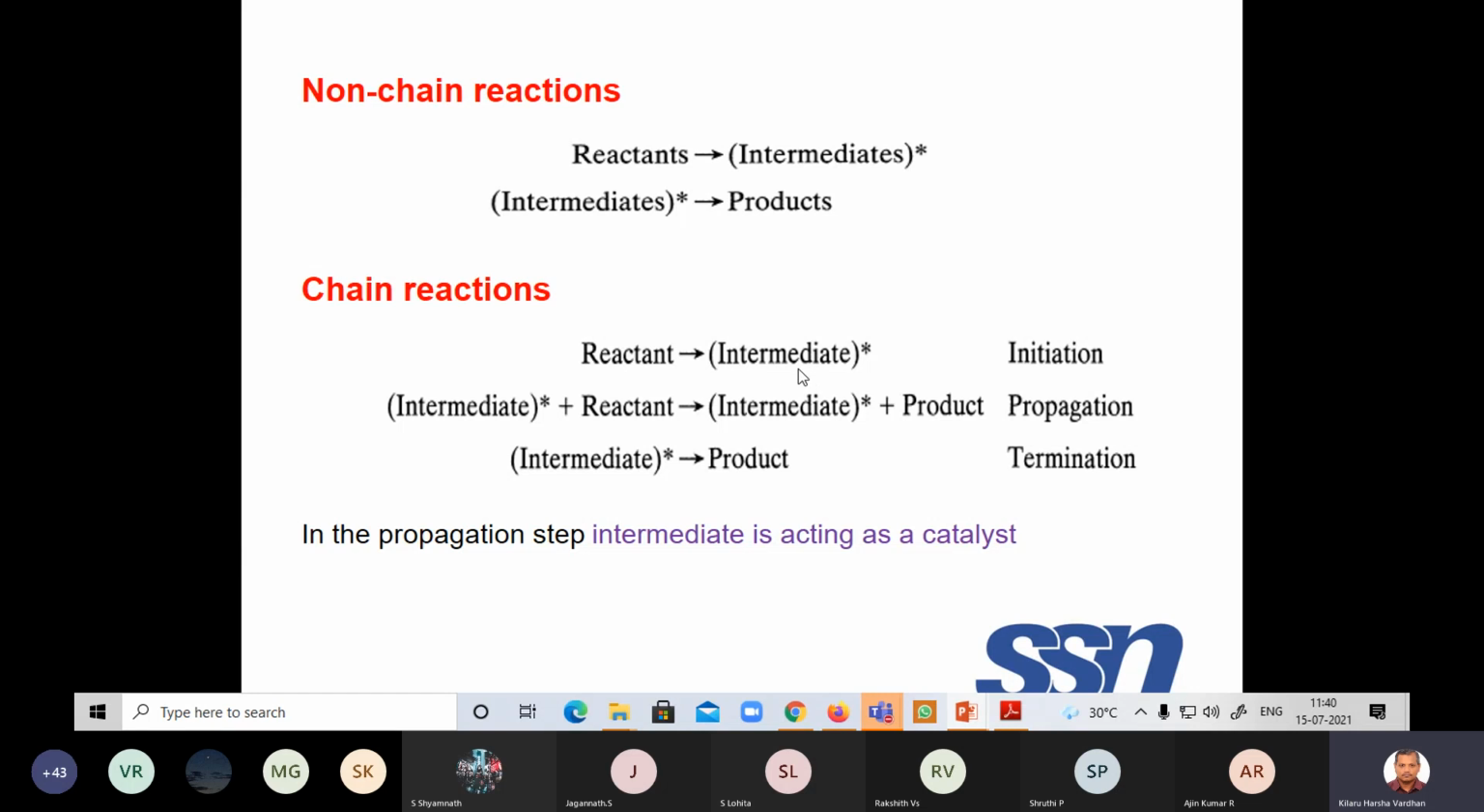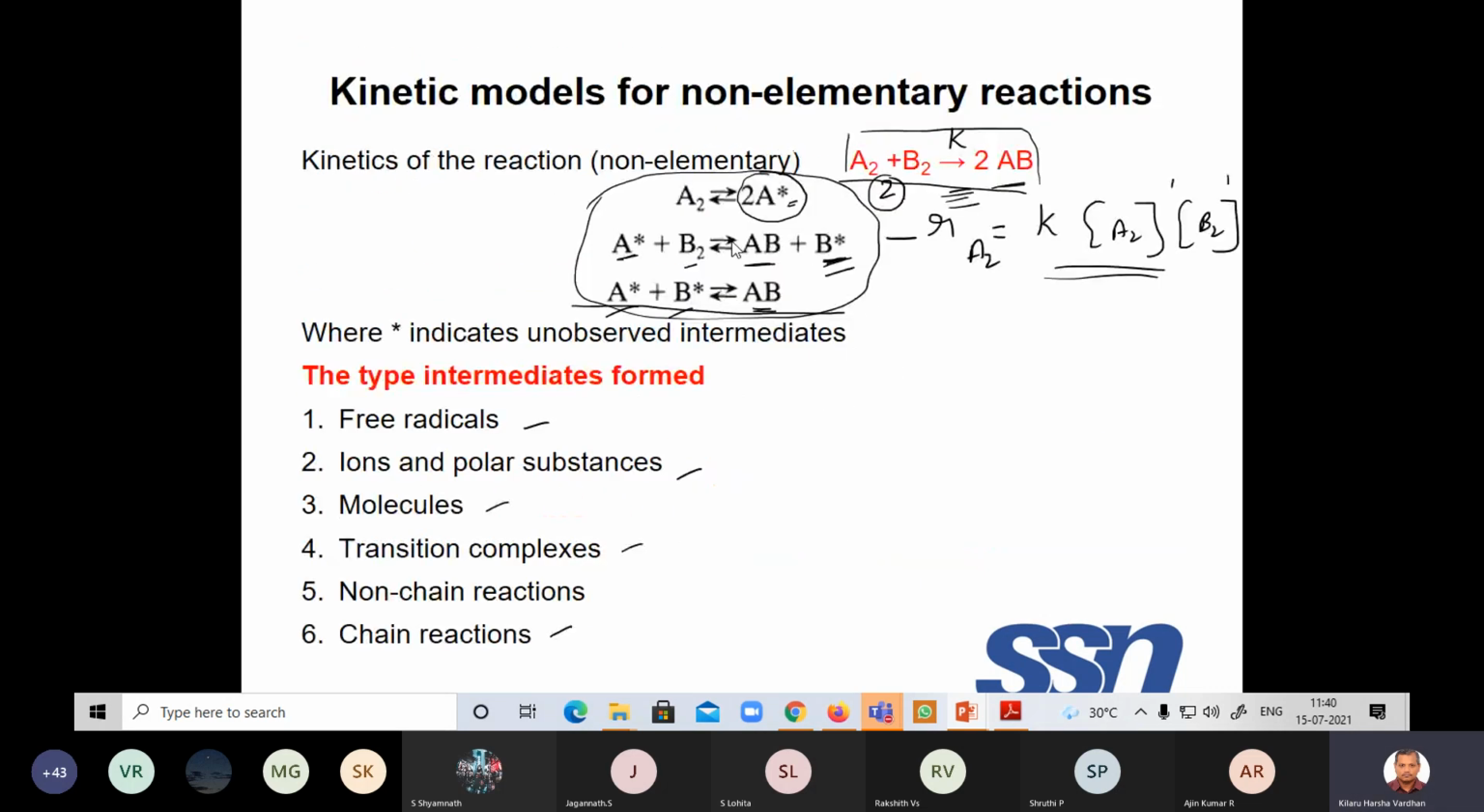So the reactant is giving you some intermediate. That intermediate reacts with the reactant to give you one more intermediate and the product. Again, this intermediate gives you the product. So this is the propagation step, this is the initiation step, and this is the termination step. So in chain reactions, we'll have 3 steps. That is what I showed you here. Reactant is forming intermediates. The intermediate reacts to give you product and some intermediate. Again, that intermediate gives you the product. So this kind of mechanism is called a chain mechanism.